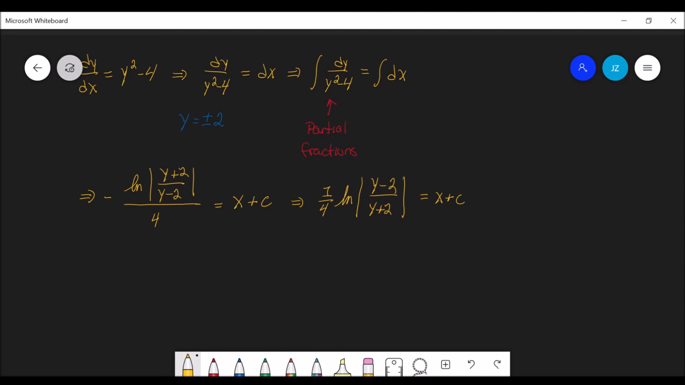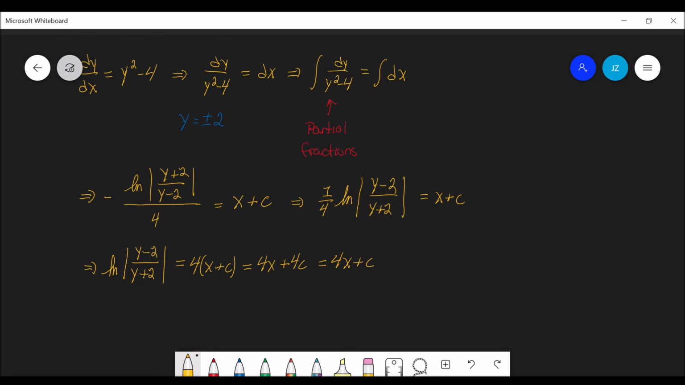Our goal now is to solve for y. So to do this, we first have to multiply both sides by 4. So we have the log of the absolute value of (y minus 2) over (y plus 2) is equal to 4 times x plus a constant, which of course is 4x plus 4 times a constant. We can write 4 times a constant as just a constant, so I'm going to keep it just as plus c.